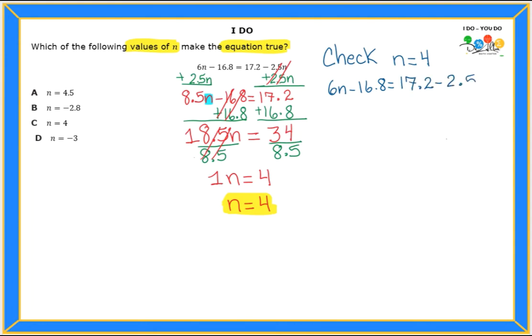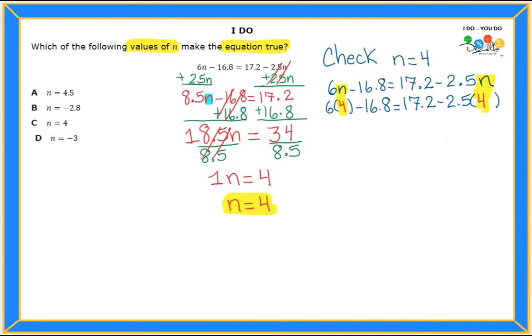Minus 2.5n, right? So that's my equation. Now I'm going to rewrite it, but look at what I'm going to do. Anywhere I see the n, notice I am not writing anything, because instead of the n, I am going to write down what number? 4. Very good. So basically I'm replacing n with the value that I found for n, which is 4.